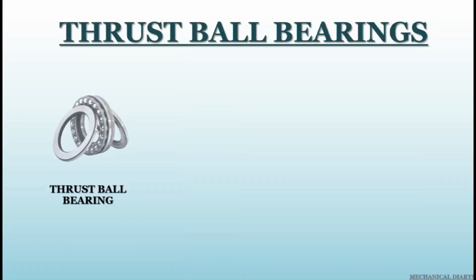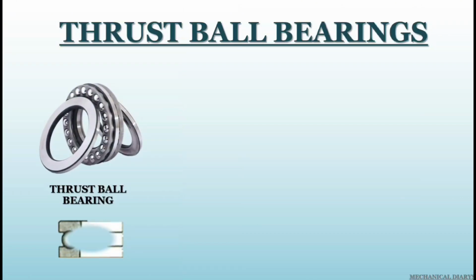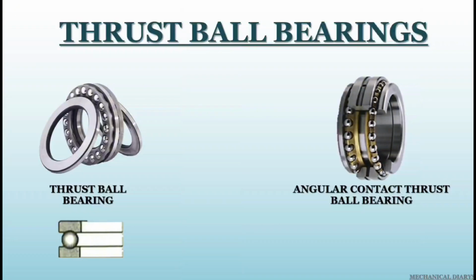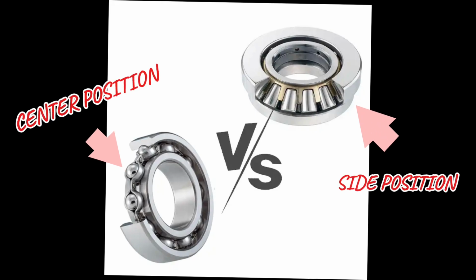One is the thrust ball bearing. Thrust ball bearings are designed to take axial loads at high speeds, but they cannot handle any radial load. Next is the angular contact thrust ball bearing. Angular contact thrust ball bearings are designed to accommodate both radial and thrust loads. Visually, how will you identify radial or thrust bearings? If the rolling element, like a ball or roller, is placed in the center position, it's called a radial bearing; if the rolling element is placed in the side position, it's called a thrust bearing.